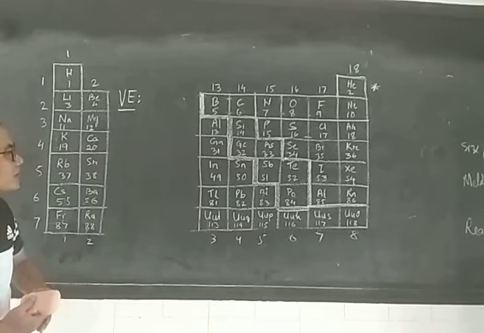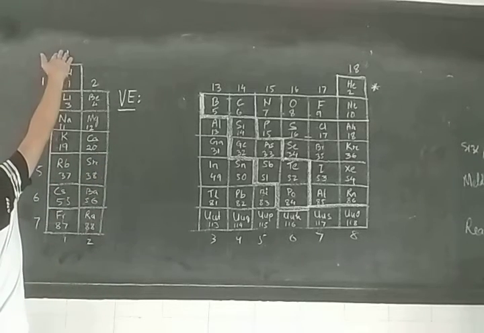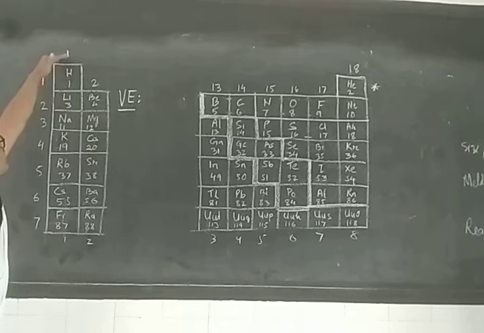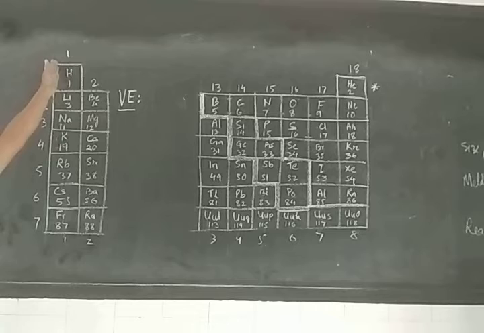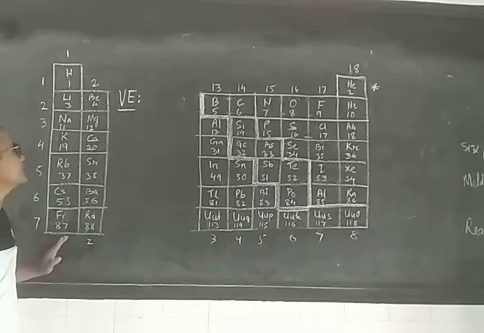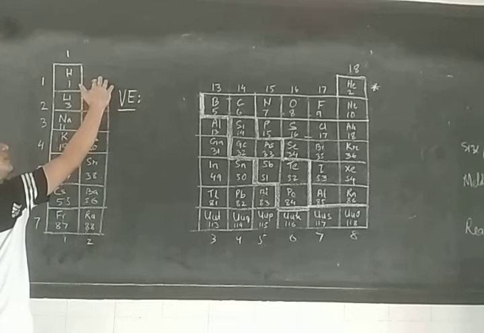You already learned that this group will have one valence electron. That means as we move down, hydrogen, lithium, sodium, all of these remain the same. It will not change as we move down. All of this group will have the same one. When you move down, valence electron does not change. I hope that's clear.